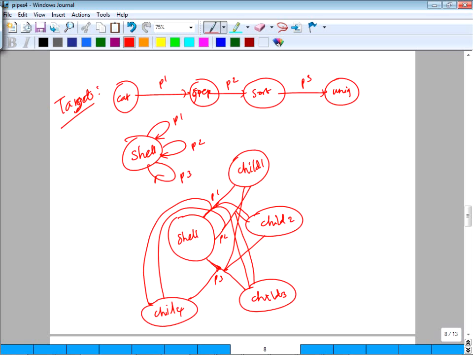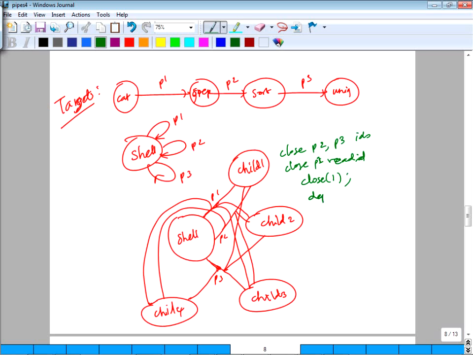Basically, all the children have connections to all the pipes. Then, let's focus on child 1. What you have to do? Close P2, P3 IDs. Close P1, read ID 2. All we need is P1 write ID, right? So then you do that processing.